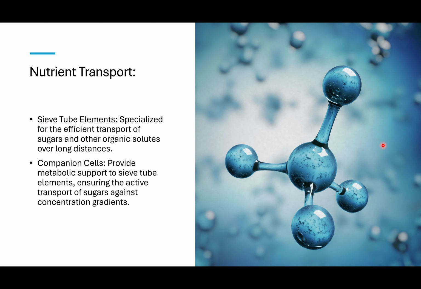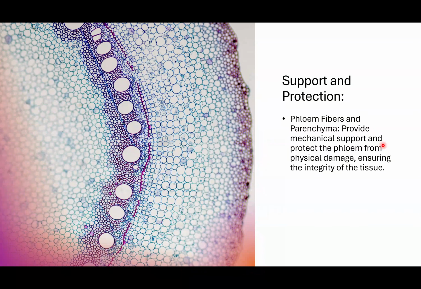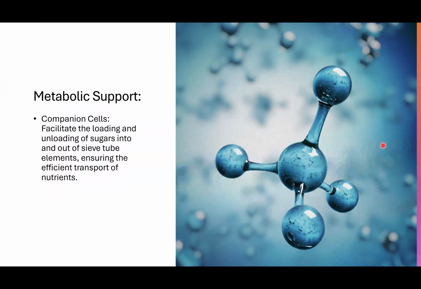And we know that the companion cells are there to ensure active transport of sugars against concentration gradients and to provide metabolic support for the sieve tube elements. We know that to be true, right? We also have support and protection. These are via the phloem fibers and the parenchyma. So the phloem parenchyma would store starch and different nutrients for the maintenance and repair of the phloem tissue, while the phloem fibers would be lignified and contain cellulose in order to support the structure, the structural support, of the phloem tissue.